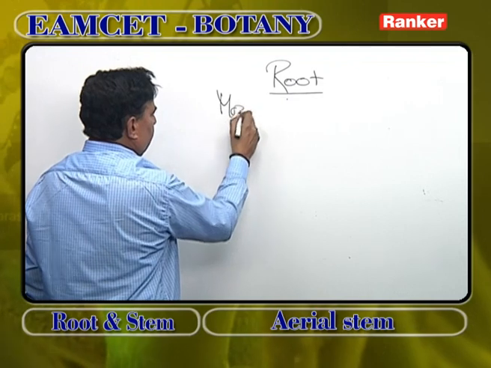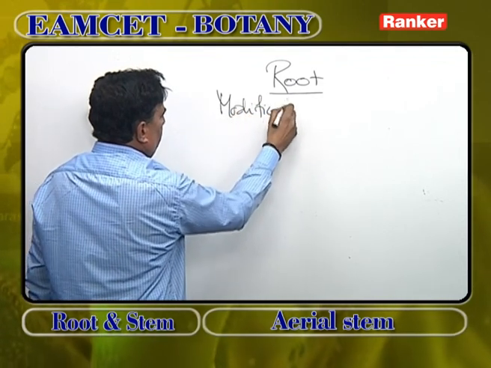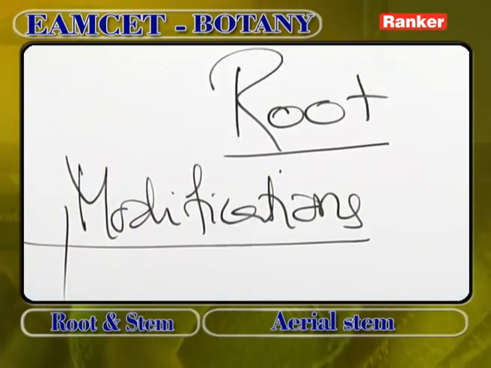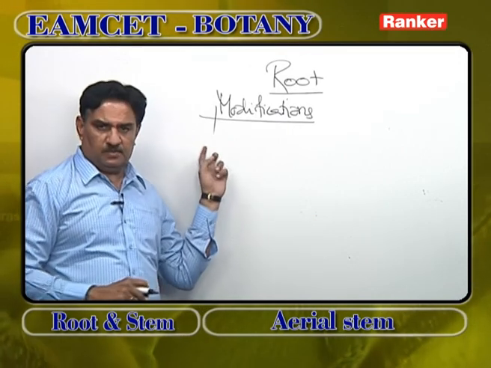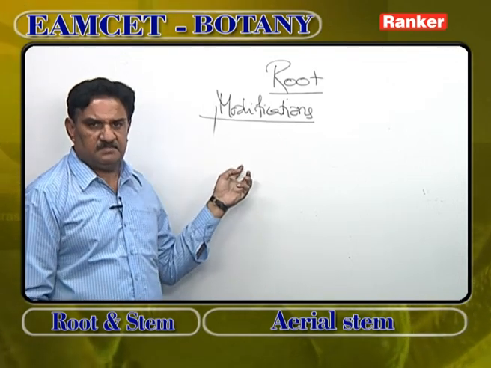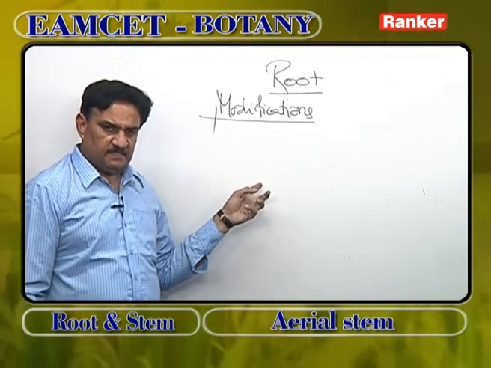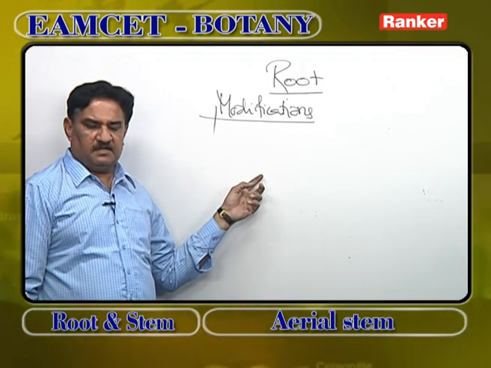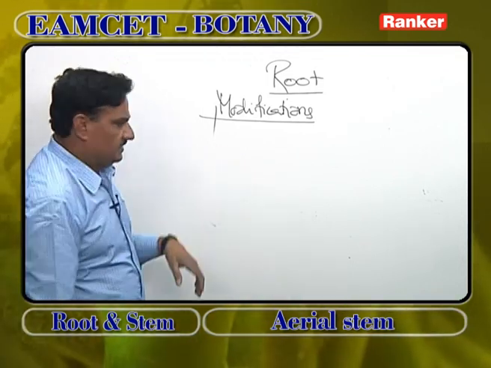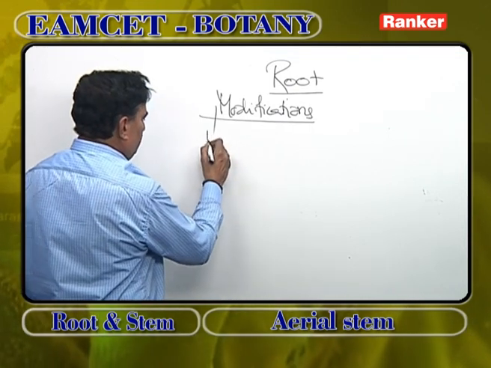Next comes modifications. Any permanent change that occurs in a root to store food material, to perform mechanical function, or to do some special function or to provide mechanical support, whatever it may be, that is popularly called modification. Root modifications are of different types.